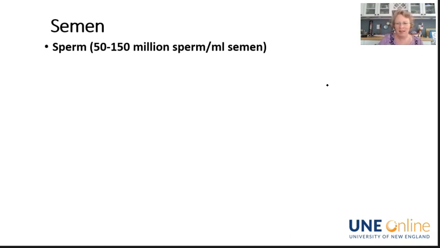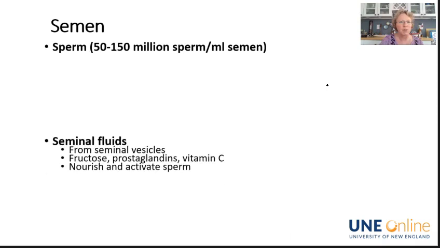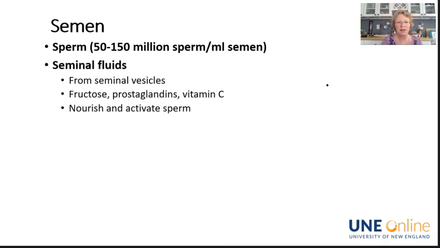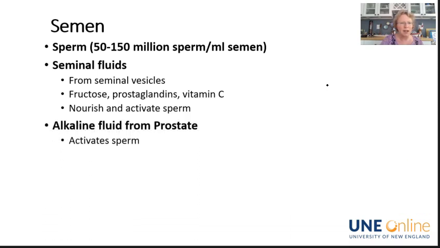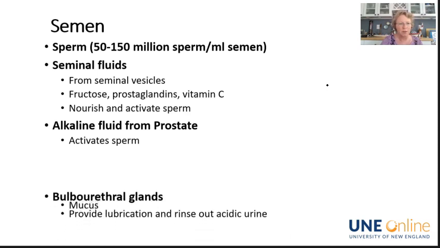The product that is eventually ejected from the urethra is going to be called semen, and semen consists of sperm, about 50 to 150 million sperm per milliliter of semen. Seminal fluids from the seminal vesicles, which include a sugar source, prostaglandins, which are hormones or hormone-like compounds that cause muscle contractions, vitamin C, and their function is to nourish and activate the sperm. Alkaline fluid from the prostate, which helps to activate the sperm.